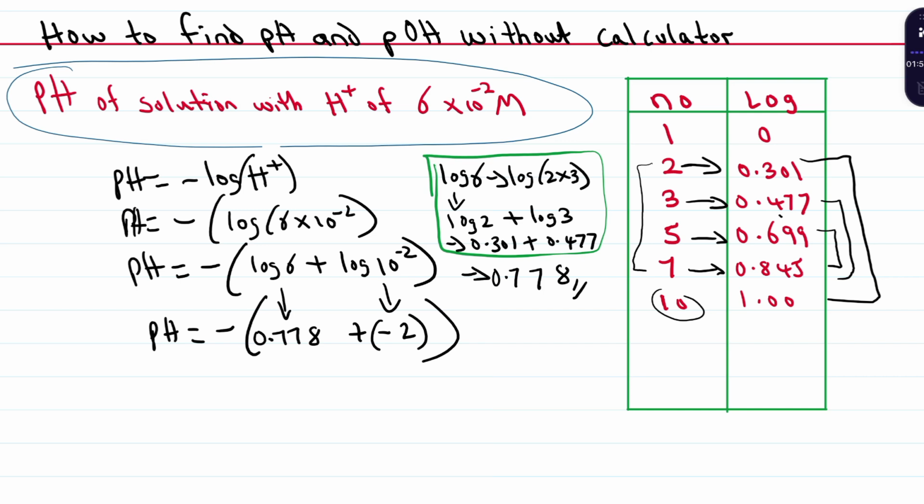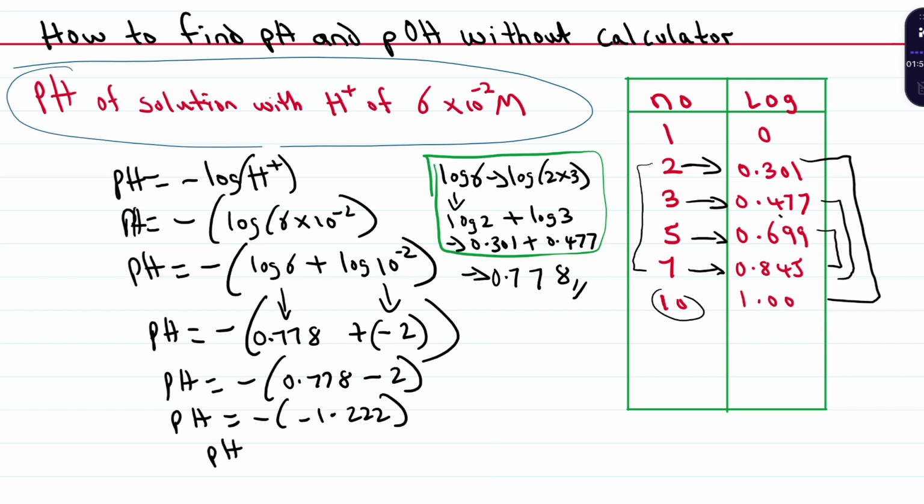So if we have this value 0.778 plus or minus, this automatically becomes pH equals minus 0.778 minus plus or minus is minus 2. Now pH will be equal to 0.778 minus 2. Then we have minus bracket minus 1.222. Then our final answer, our pH, will be equal to 1.222. So you can see minus that minus will give us plus. Do you understand? So this is just a sample question.